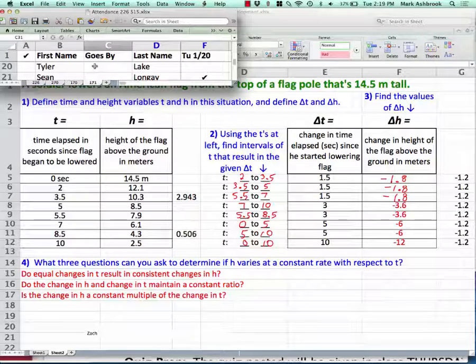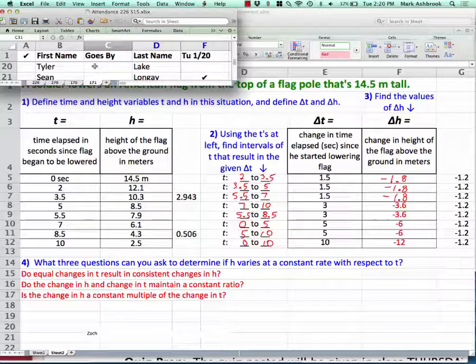Okay, so this is good. I'm glad we're talking about this. Does this constant ratio of delta h to delta t mean that delta h and delta t are in constant rate of change? Or is that what we're looking at? That's not really the question we're asking. So our focus is, are h and t in constant rate of change?